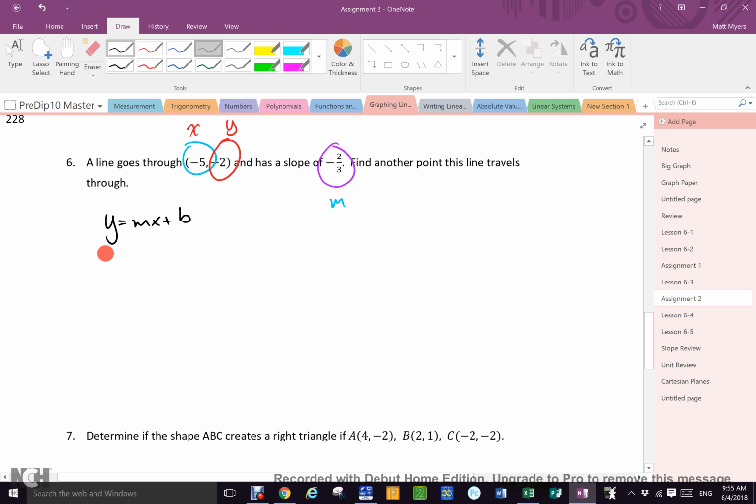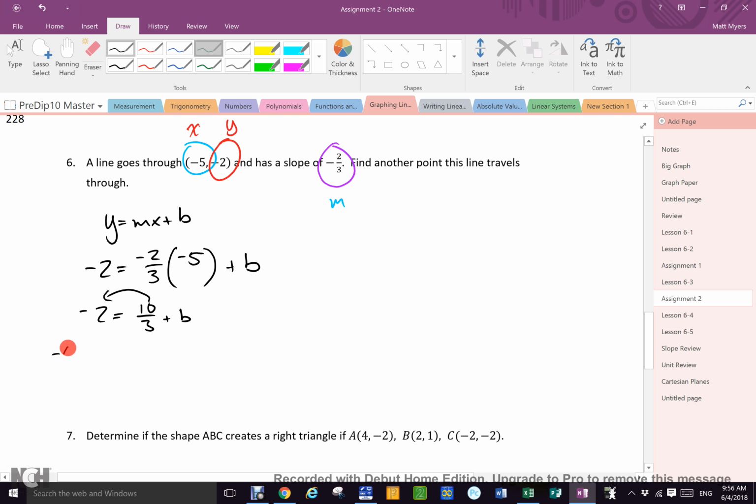What goes in for y? Negative 2. What goes in for m? Negative 2/3. What goes in for x? Negative 5, plus b. Now you have one unknown. Can you solve for it? Of course you can. Negative 2 equals positive 10/3 plus b, correct? Right? Solve for b, you got to move that over, right?